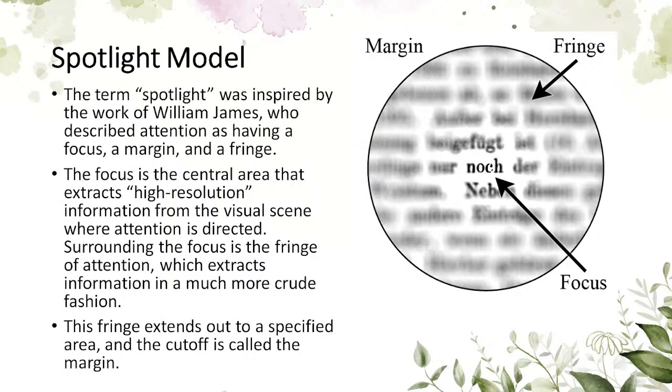Spotlight model. The term spotlight was inspired by the work of William James, who described attention as having a focus, a margin, and a fringe. The focus is the certain area that extracts higher resolution information from the visual scene where attention is directed. Surrounding the focus is the fringe of attention, which extracts information in a much more crude fashion. This fringe stretches out to a specific area, and the cutoff is called the margin.